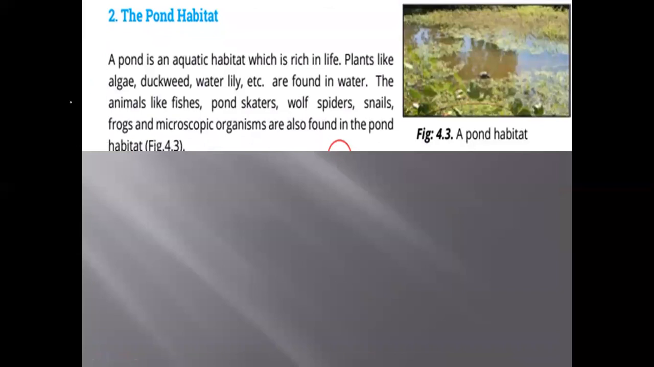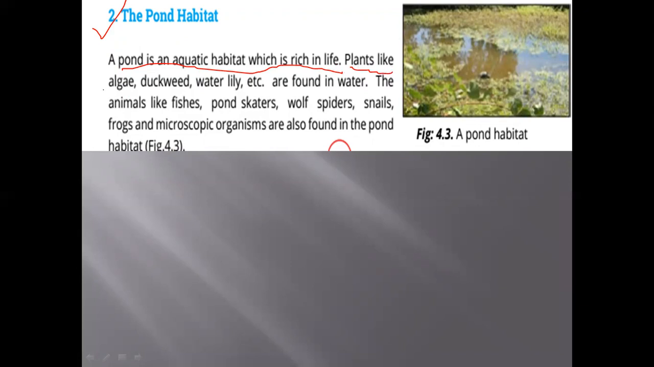So now we will see the second type of habitat, that is called pond habitat. A pond is an aquatic habitat which is rich in life. Why? Because water is present over there. Water is the life of every living organism. So where there is water, there is life. So it is rich in life, not only plants, but lots of animals also are residents of this pond habitat.